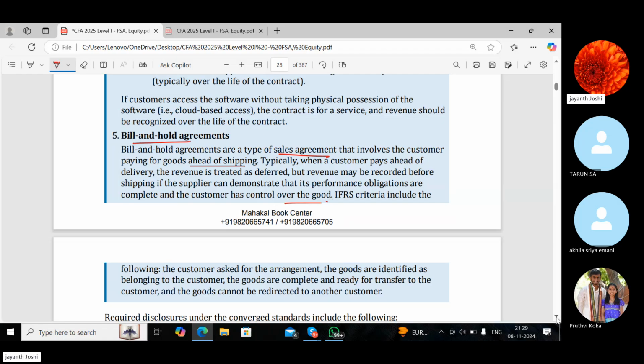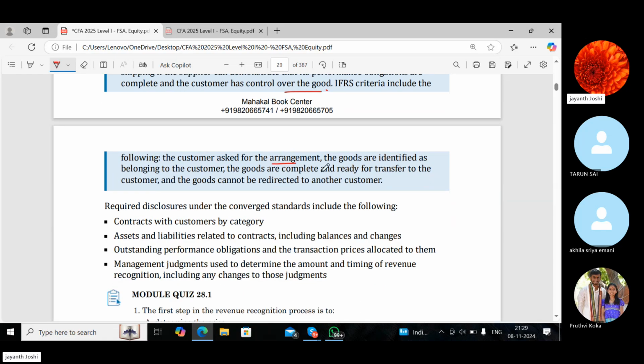IFRS criteria include the following. The customer asked for the arrangement. You have to check: goods are identified as belonging to the customer. You have to see: goods are complete and ready for transfer. That should be the paramount thing. And the goods cannot be redirected to any other customer.